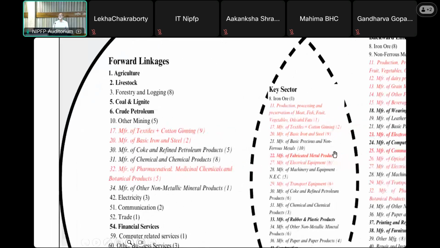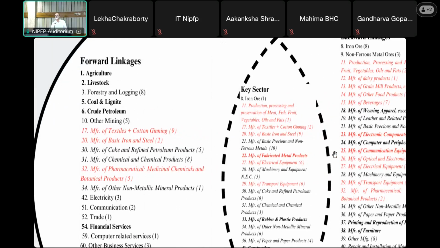If you look at the key sectors, it is like this. Then if you look at, say, number 22, which is the SUT code, the manufacture of fabricated metal products.